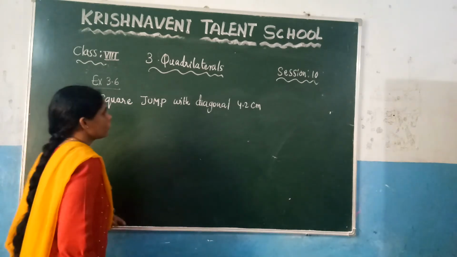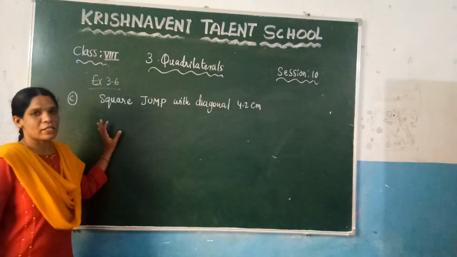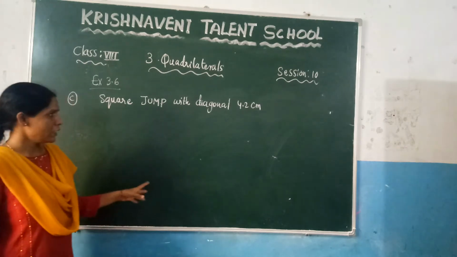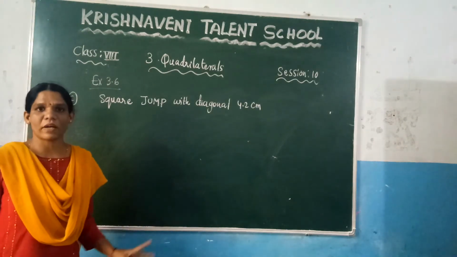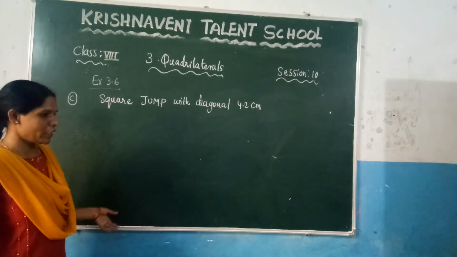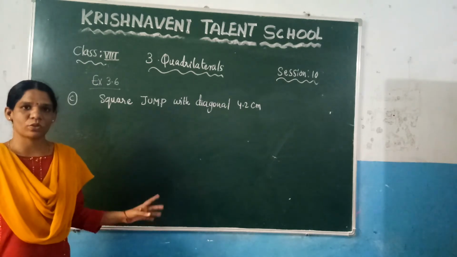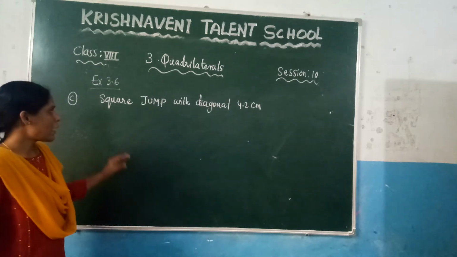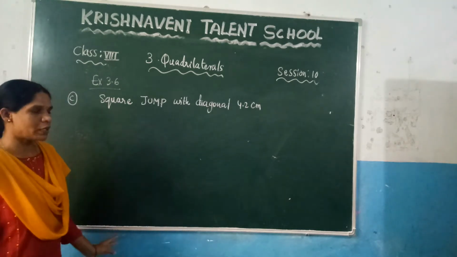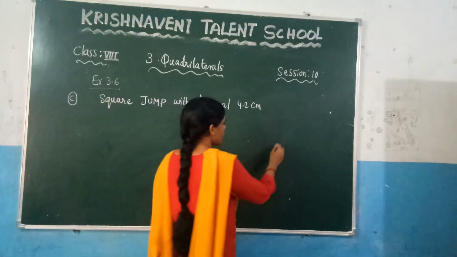So here you need to construct the square, and the name of the square they have given is JUMP. Here you can observe that only one length they have given, that too the diagonal. Now here again you need to construct the rough sketch first, so that you will come to know the properties of the square, so that you can construct the required quadrilateral.